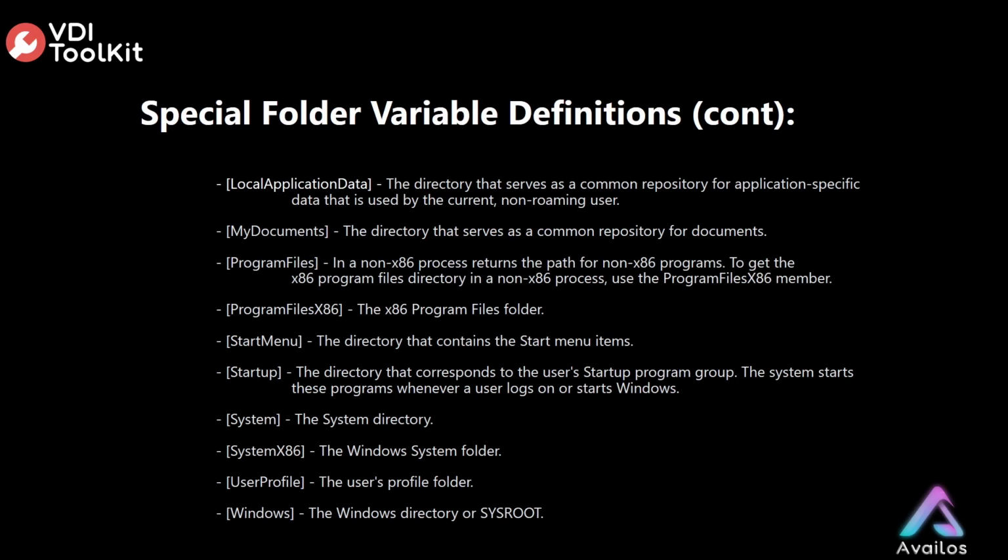Start menu, which is the directory that contains the start menu items. Startup, which is the directory that corresponds to the user's startup program group. The system starts these programs whenever a user logs on or starts Windows. System, which is the system directory. System x86, which is the Windows system folder. User profile, which is the user's profile folder. And Windows, which is the Windows directory or sysroot.